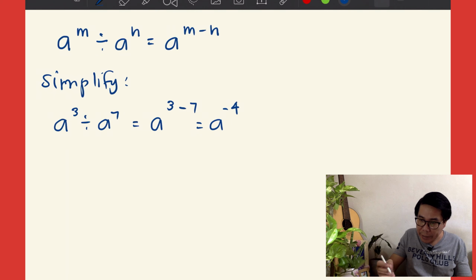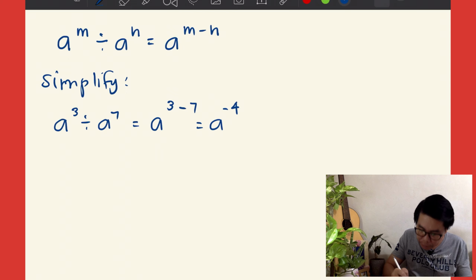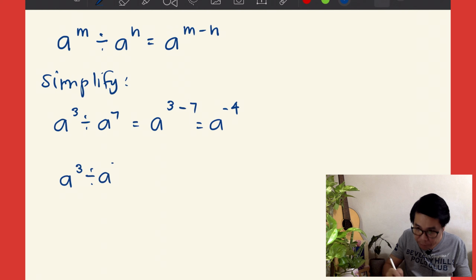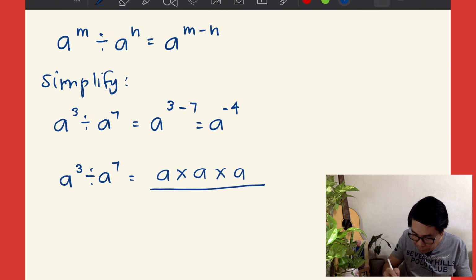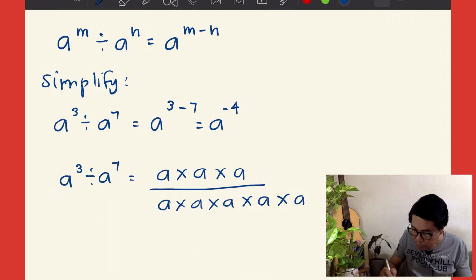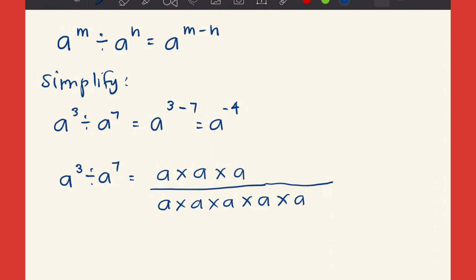So if we write it this way, a raised to the power of 3 divided by a raised to the power of 7 is equal to, let's say, a times a times a over a times a times a times a times a, that's 1, 2, 3, 4, 5, times a times a, so 1, 2, 3, 4, 5, 6, 7.